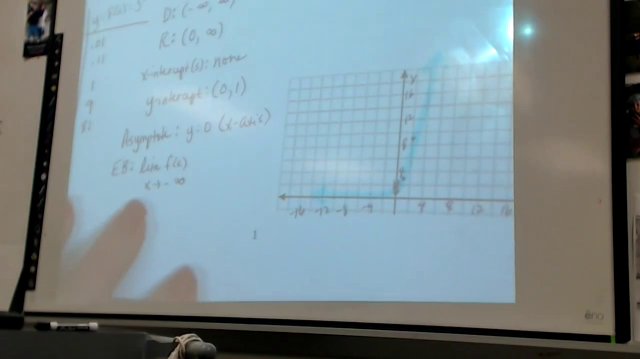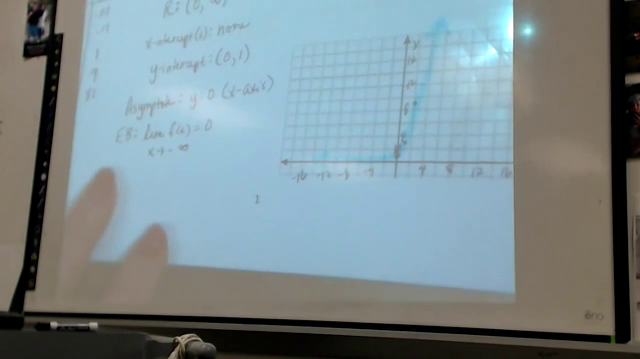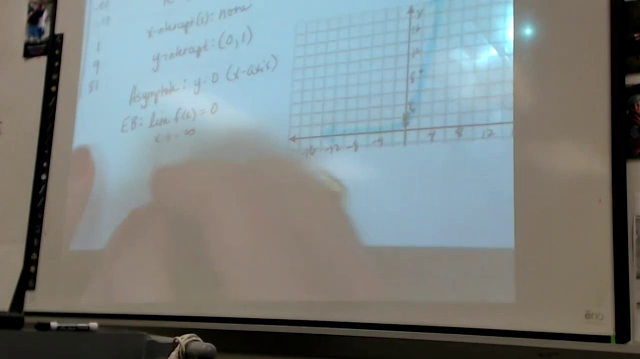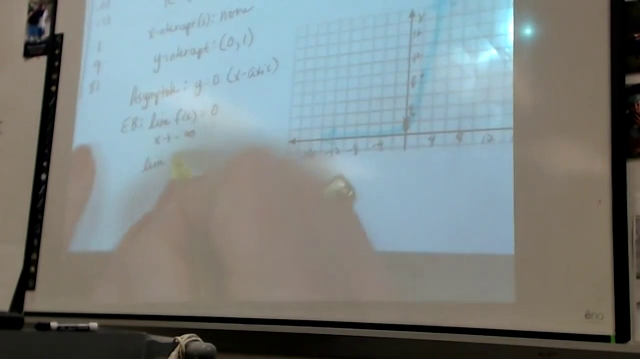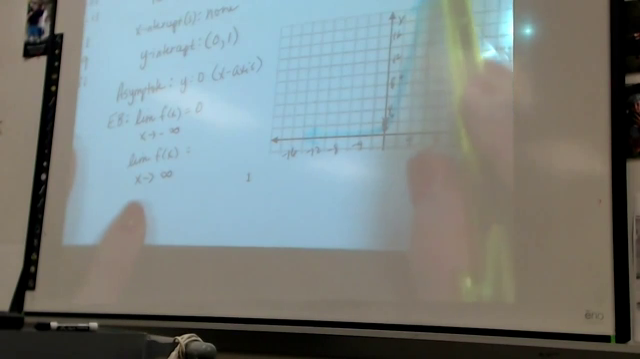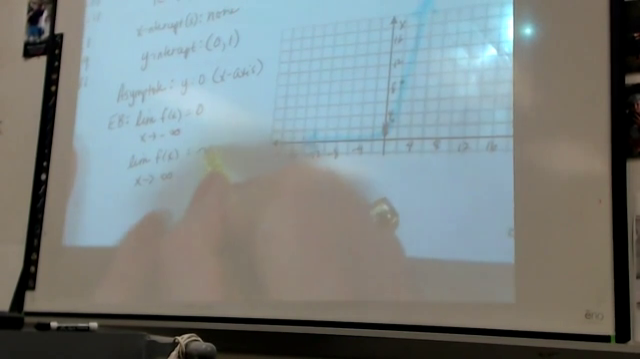All right, so from right to left, what's happening to the y value as x is getting smaller and smaller and smaller? The y is, but what's it approaching? 0. It's getting closer and closer to 0. So the limit of the function as x approaches negative infinity is 0. Okay, now we've got to talk about what happens as x is getting larger and larger, or as it's approaching positive infinity? What's happening to the y? It's going to positive infinity also.